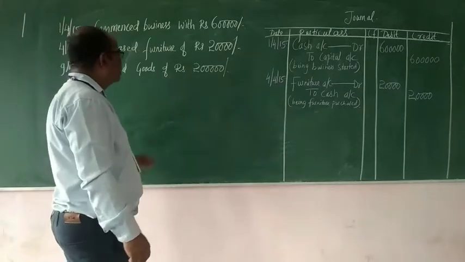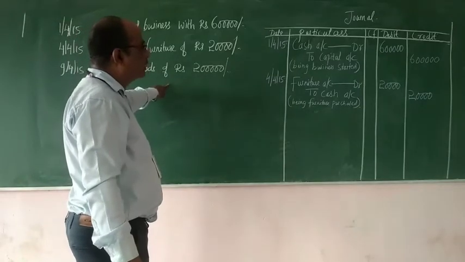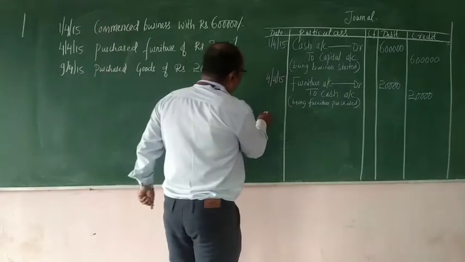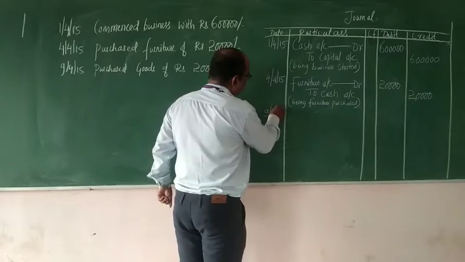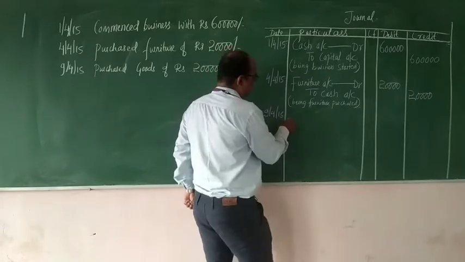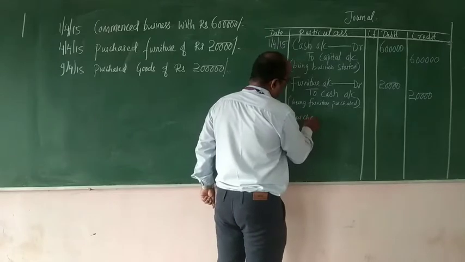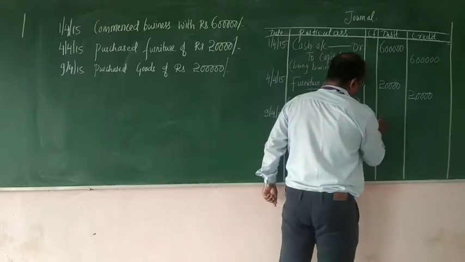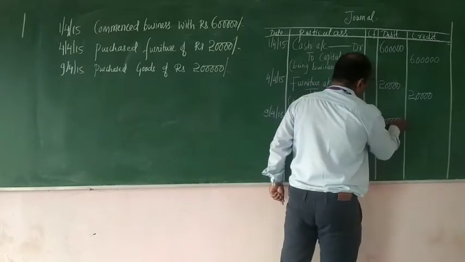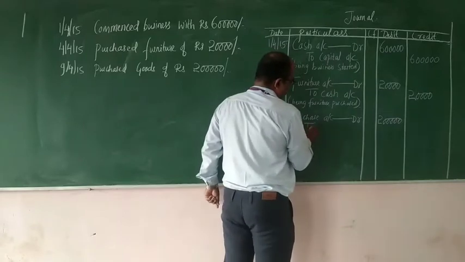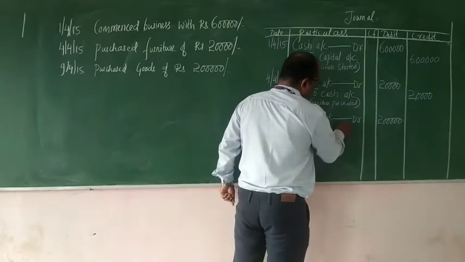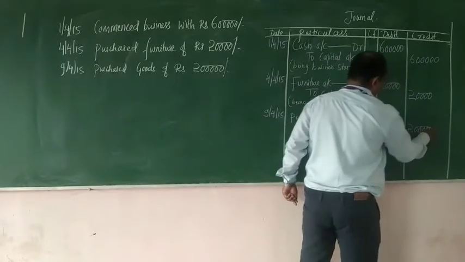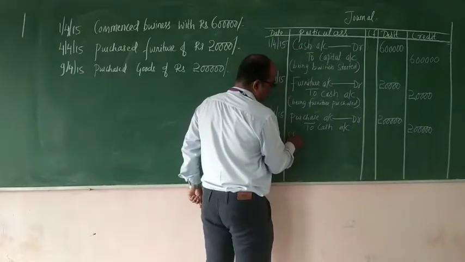So let us put it in the journal in the format as specified as per the accounting standards. So, 9/4/2015. Purchase account debit, ₹2 lakh, to cash account. Being goods purchased.